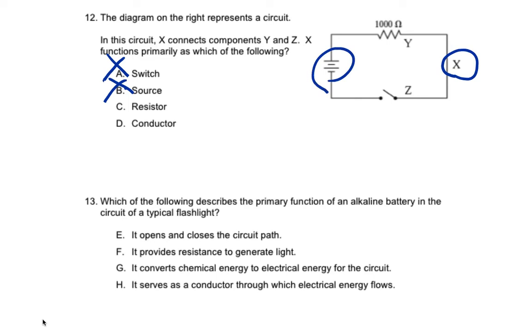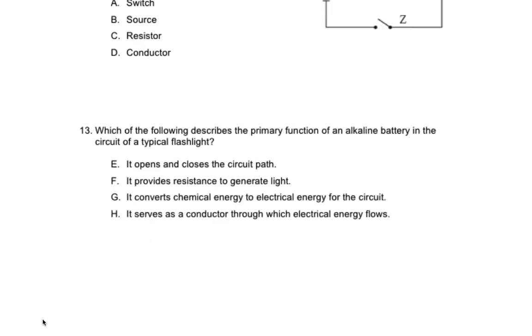This is the battery, right? So that doesn't even have a letter associated with it. It's not the resistor. This is the resistor. So we can eliminate this. So it must be the conductor, and that makes sense. X is the wire, right? It's conducting electricity through the circuit.